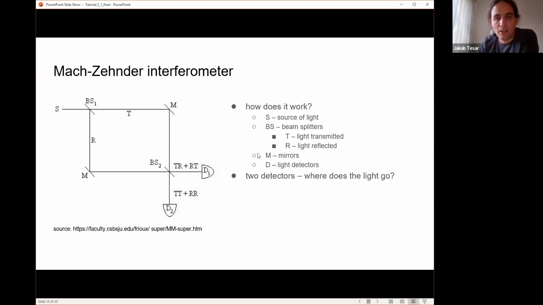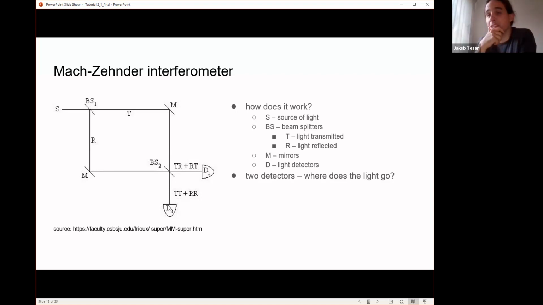And what we have in the last part of the experiment, we have two light detectors. It can be screens, it can be cameras, whatever. And also we have detector 1 and detector 2. And the question is to the audience, if you don't know the experiment, where would you say the light goes in this experiment?